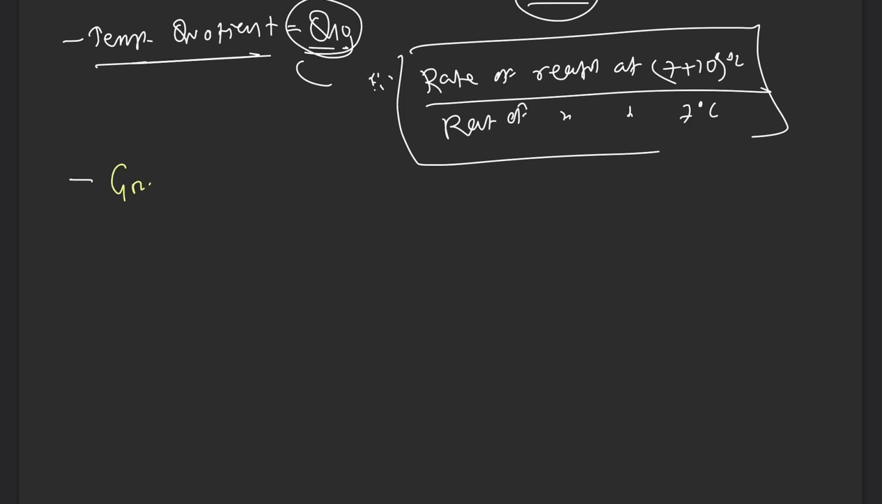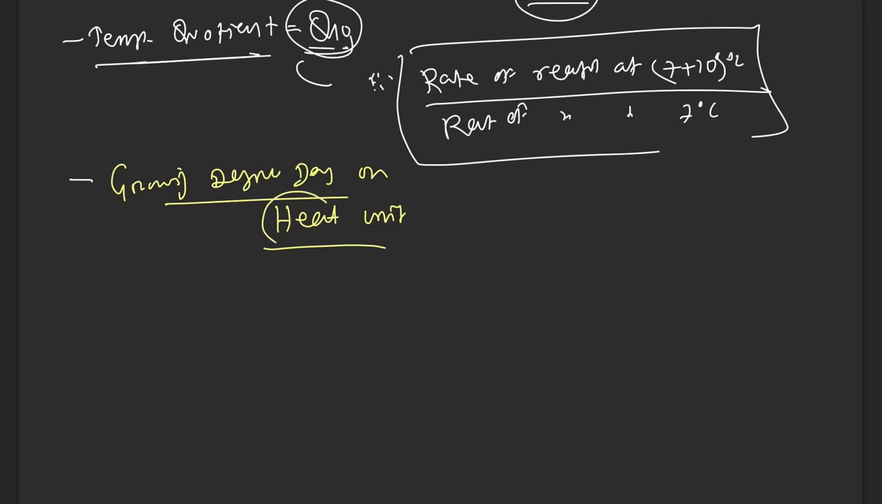Growing degree day, that is also called heat unit. Any specific crop requires a specific amount of heat unit for its growth and for its maturity. Any crop requires a specific quantity of heat unit for its maturity.